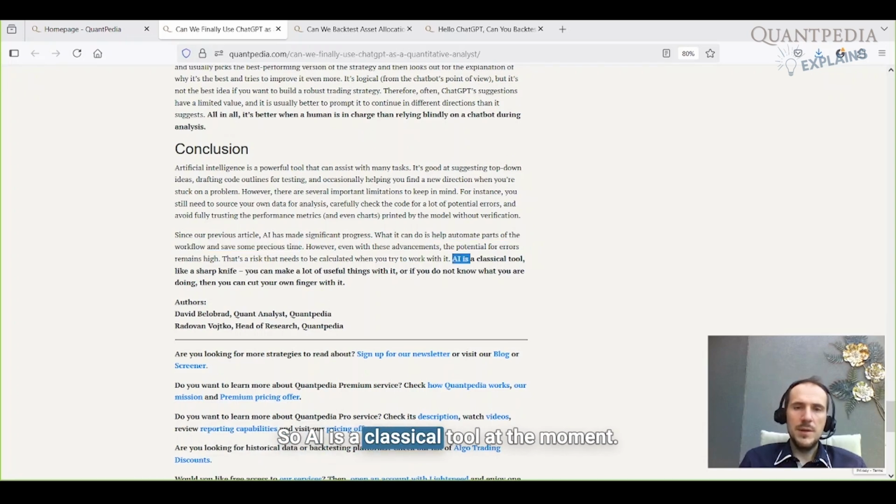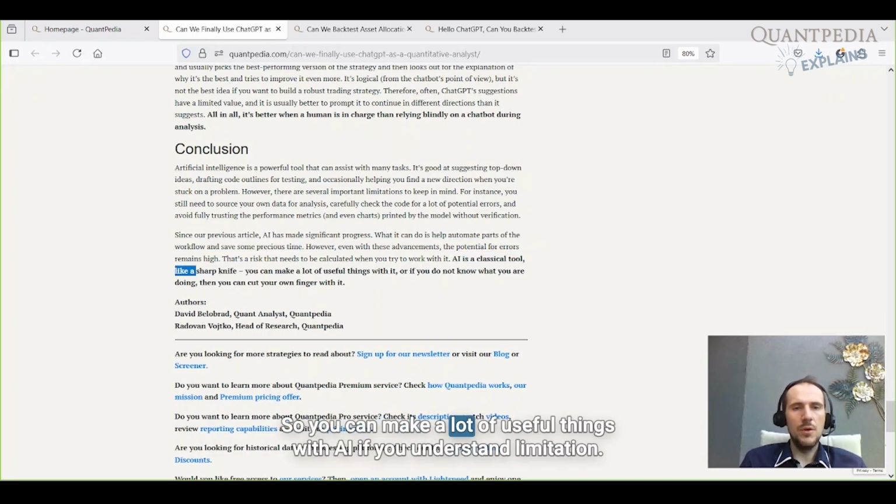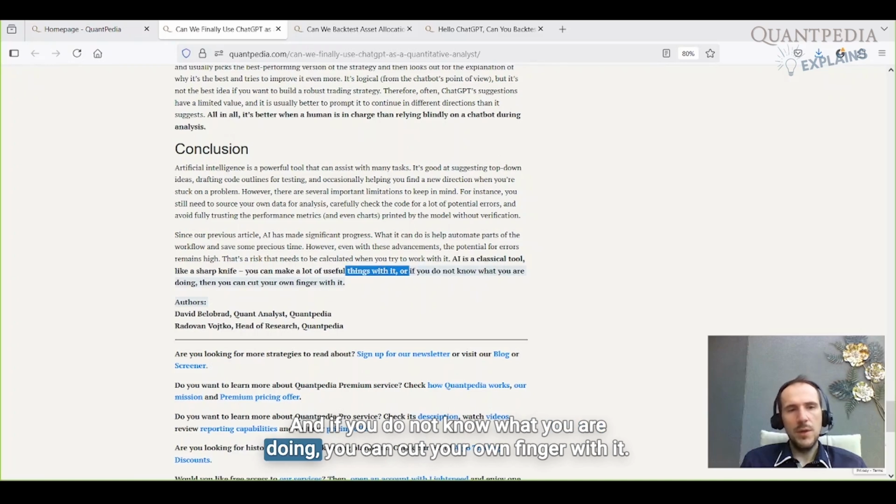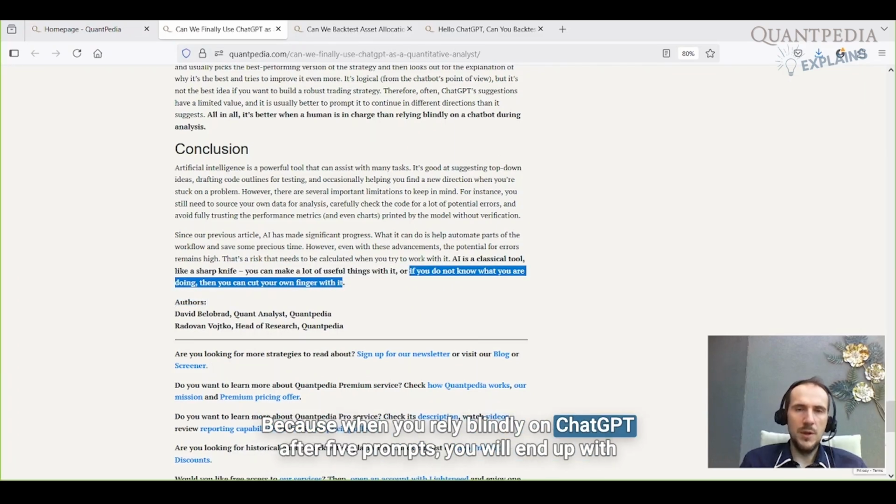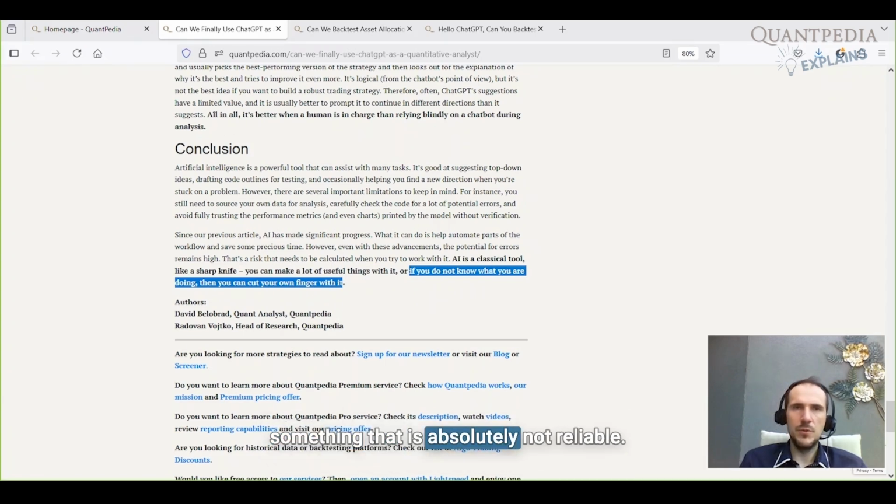So AI is a classical tool at the moment. It's like a sharp knife. You can make a lot of useful things with AI if you understand the limitations. And if you do not know what you are doing, you can cut your own finger with it. Because when you rely blindly on ChatGPT, after 5 prompts, you will end up with something that is absolutely not reliable.